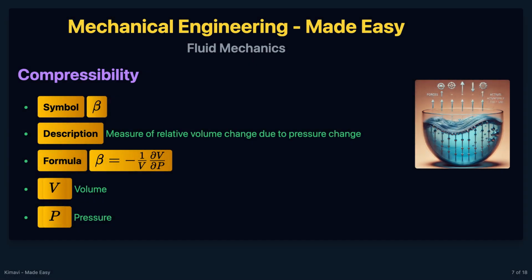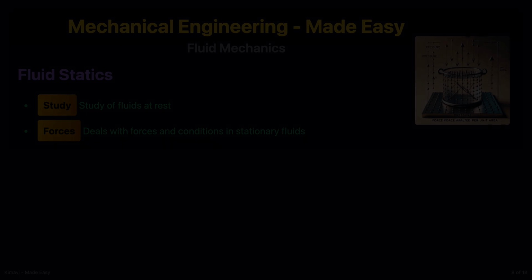Compressibility, represented by the symbol beta, is a measure of the relative volume change of a fluid as a response to a pressure change. It is defined by the formula beta equals -1 over v times the partial derivative of v with respect to p, where v is volume and p is pressure.